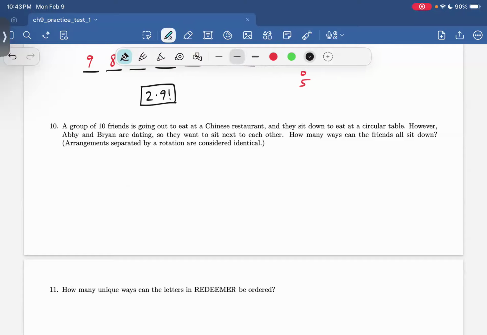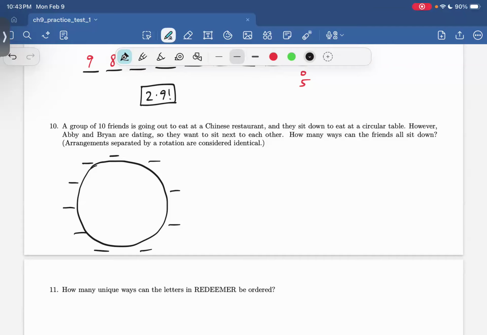All right, so how should I do this question? Let me first draw the table. So I have this table. Let's put spot 1, 2, 3, 4, 5, 6, 7, 8, 9, 10. Okay, so those are all my chairs. So Abby and Brian are dating, so that means they want to sit next to each other. So let me first think about how I can place them, and then I'll think about everybody else, right? That's kind of the idea.